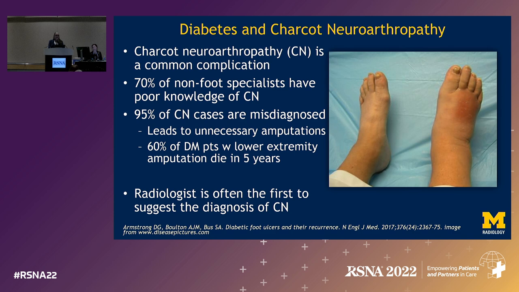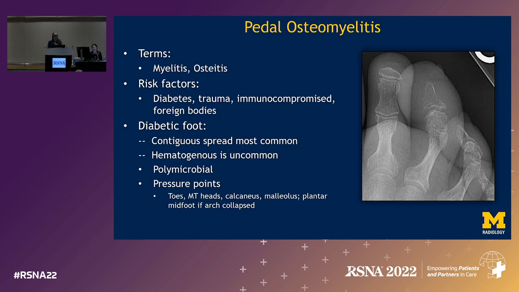So the radiologist has an important role to play to be the first to suggest Charcot in patients who are thought to have osteomyelitis but really do not. So some terms we need to familiarize with. The first is myelitis, which is infection of the bone marrow, and osteitis, an infection of the cortex.